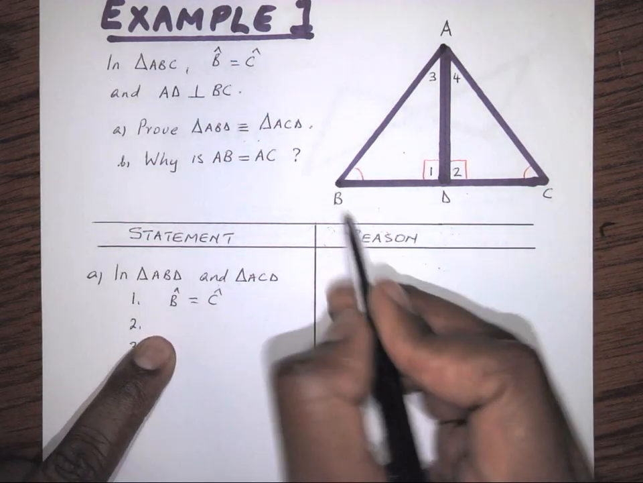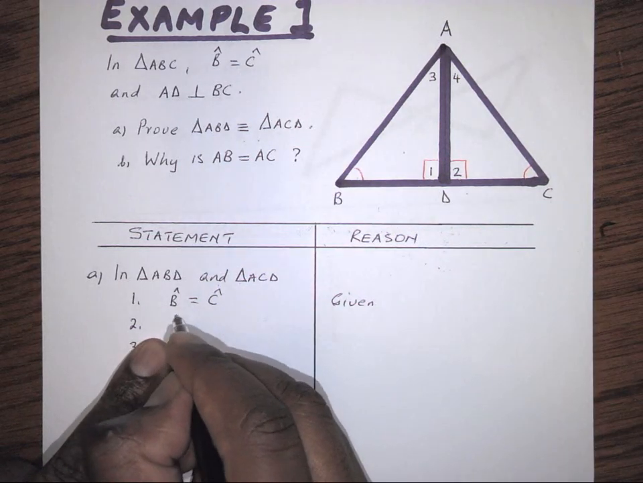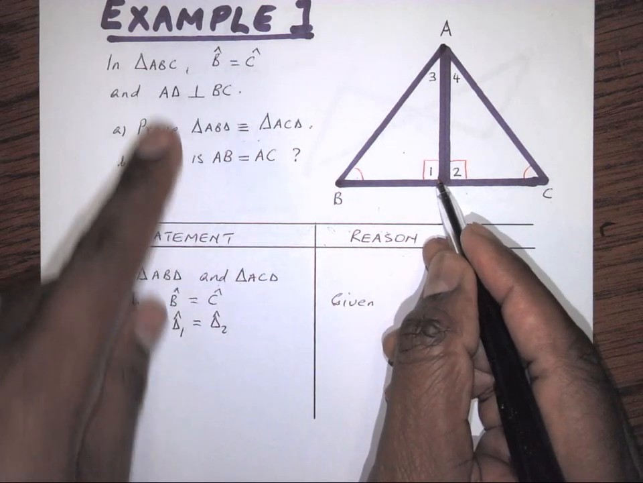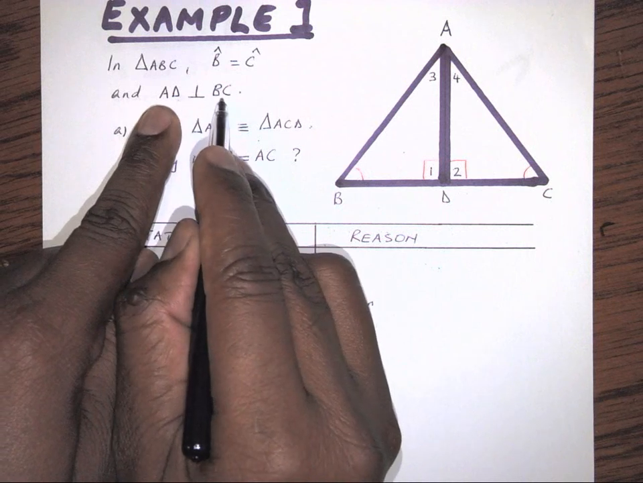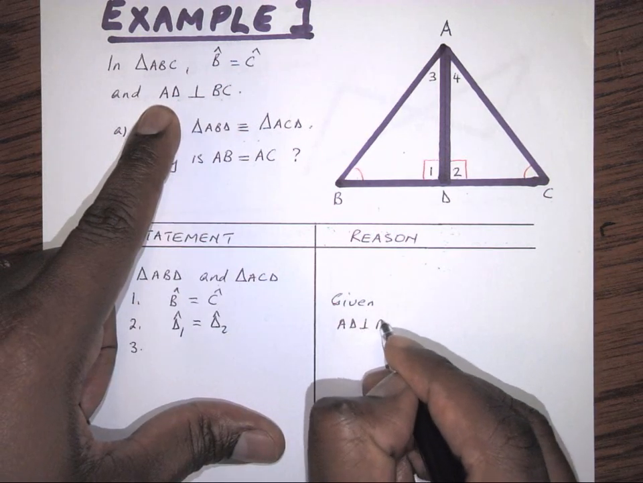Next one. We said D1 is equal to D2. Angle D1 is equal to angle D2. What's the reason? It was also given. They just said AD is perpendicular to BC. So we can say AD is perpendicular to BC.